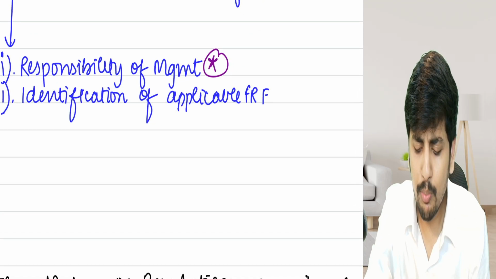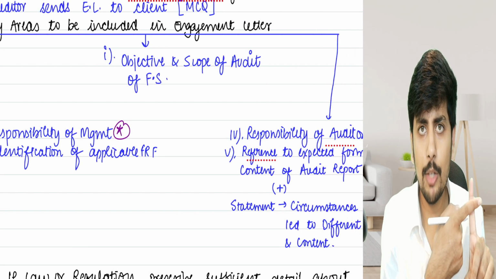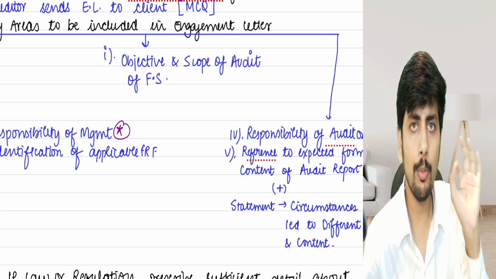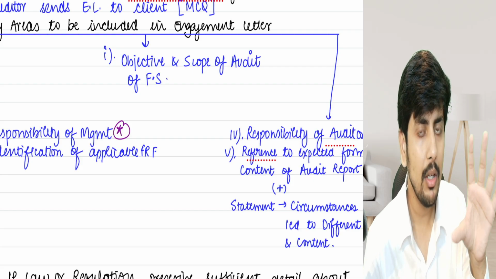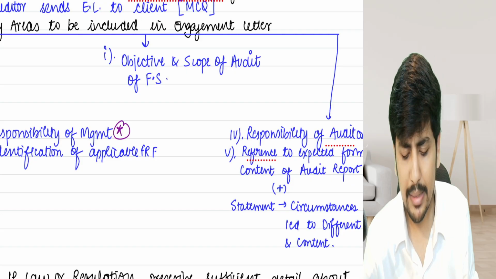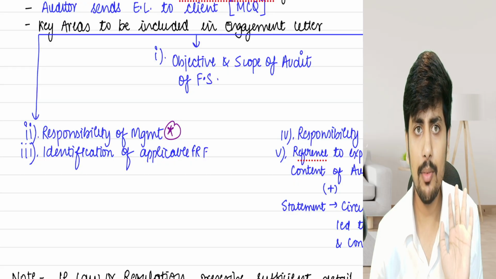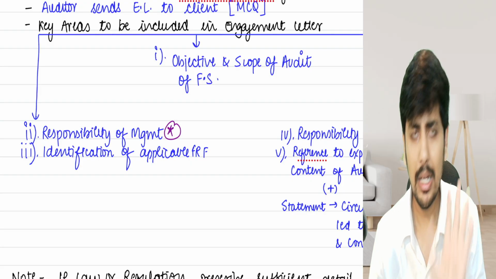So the major key areas are the objective and scope of audit of financial statements; 2 points of the auditor, responsibility of the auditor and expected form and content of the audit report, plus a statement that there can be a change in expected form and content if circumstances demand; then 2 points of management, responsibility of the management and identification of applicable FRF. The examiner can ask a 5 marks question directly.